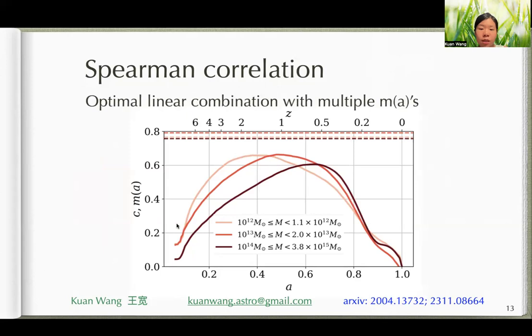Next, we try to combine the different epochs and see if the combination has all the information we need. The horizontal dashed lines show the Spearman correlation from the best linear combination of the different epochs in the mass assembly history. We can see that we're able to reach about 0.8 with this treatment, which is nice, but not perfect, because 0.8 is still not 1.